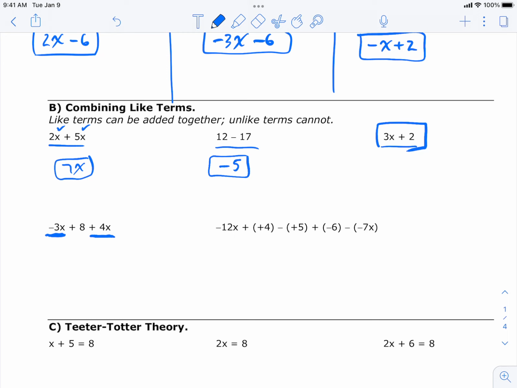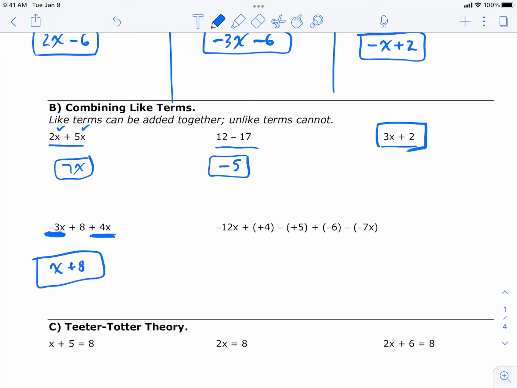But anyway, negative 3x plus 4x. So I can add those together. You take the sign in front like it's a tag. You think of this as a negative 3x and a positive 4x. And then you add a negative 3x and a positive 4x. You get a positive 1x. That's x. And then the 8 is just kicking around.